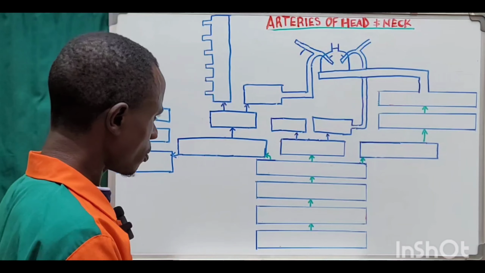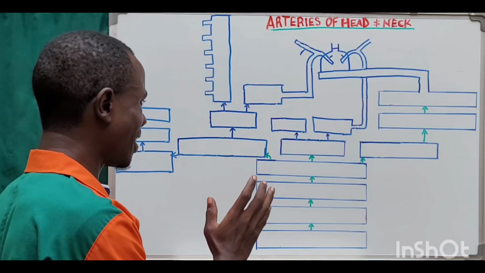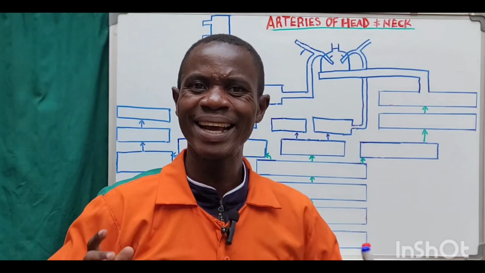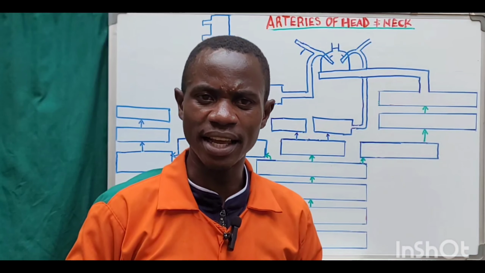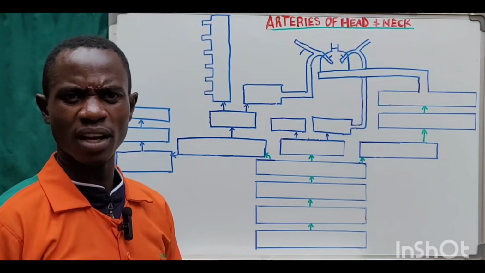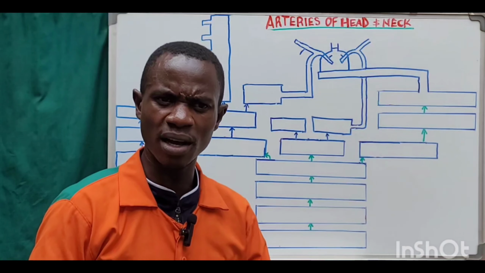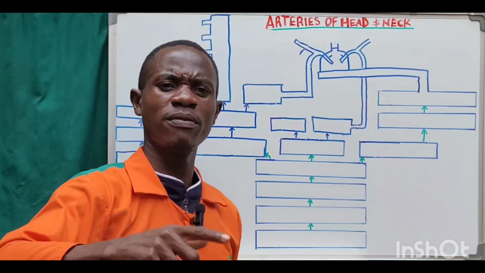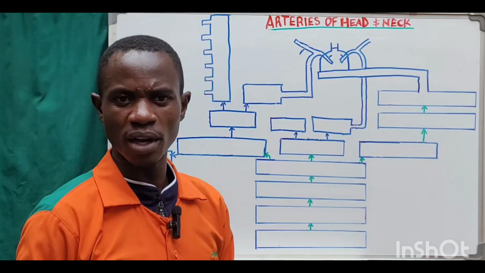Now, something so basic is that we need to first understand how the blood leaves the left side of the heart until it reaches the arteries of the head and then the neck. We are going to be starting from the left ventricle. The left ventricle is a powerful, very muscular chamber that squeezes the blood to make sure it is ejected from the left ventricle.